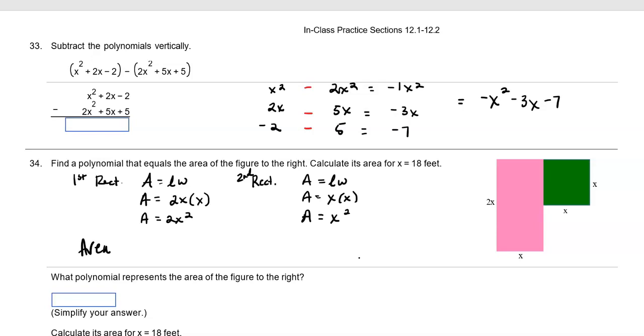So to find the area of the entire figure here, we are going to take the area of the first rectangle, which is 2x squared, and add it to the area of the second rectangle, and that is x squared. So again, be careful, we're not multiplying, we're combining like terms, and that will give us 2 plus 1, because that's the numerical coefficient of the x squared, 2 plus 1, which is 3x squared.